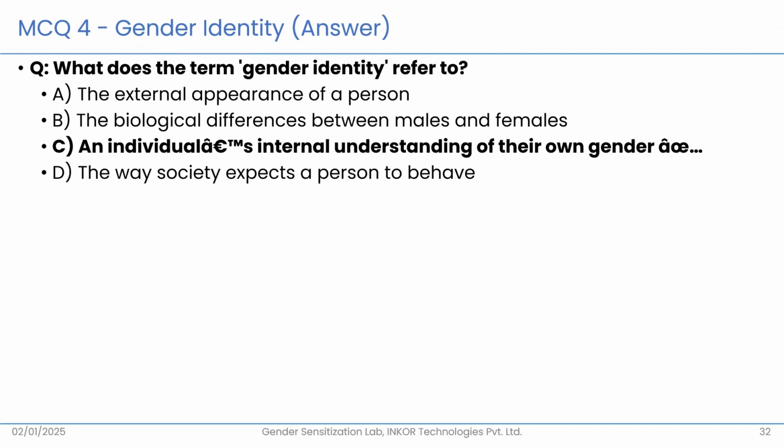The correct answer is C. An individual's internal understanding of their own gender. Checkmark. Gender identity is how a person perceives and experiences their gender, which may or may not match the sex they were assigned at birth.